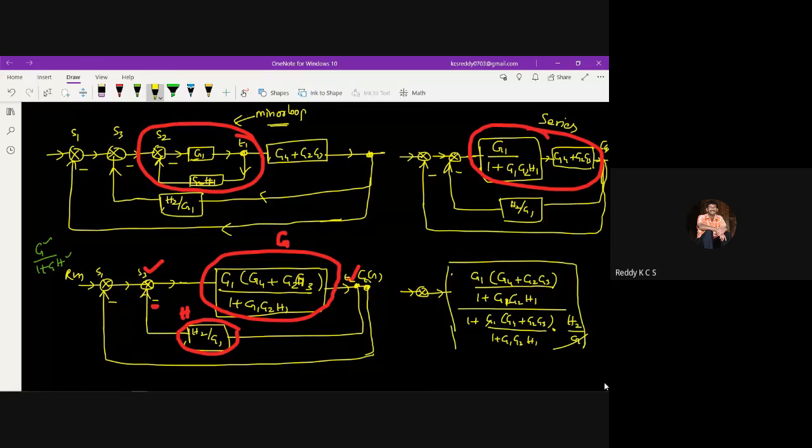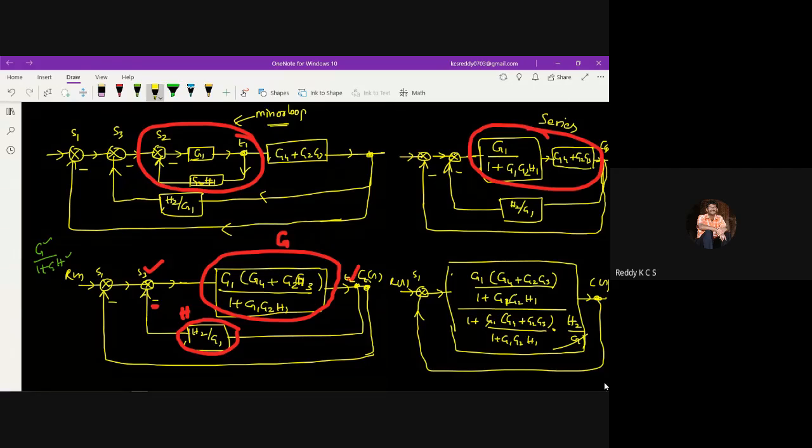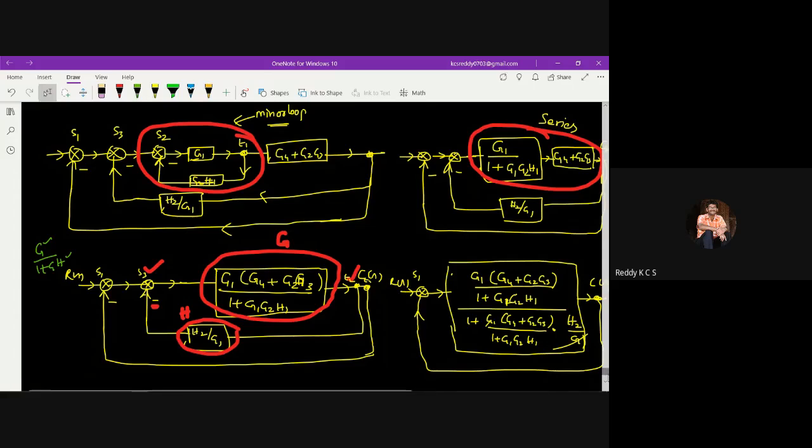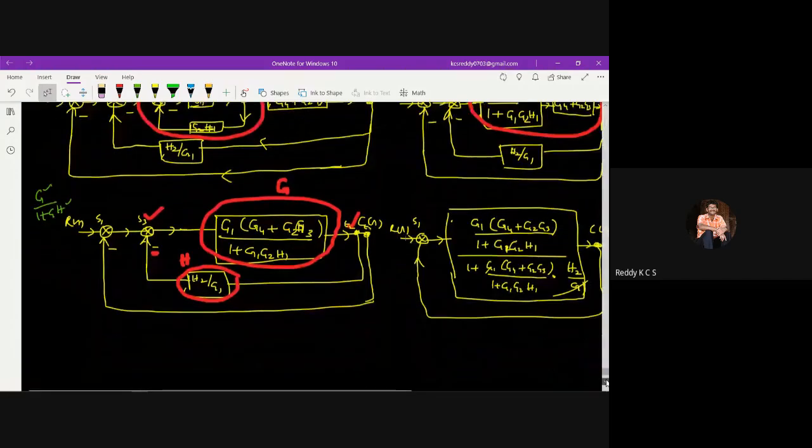I have made a single block with C of S and one takeoff point with the summing point 1, that is takeoff point 3 with the summing point 1. This is R of S. So here, you see, I have made a single block. The complete block diagram has changed into a single block.